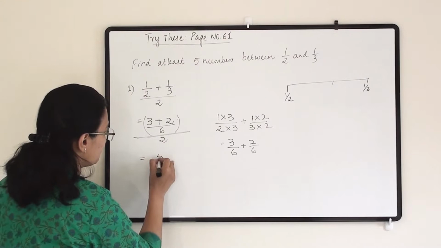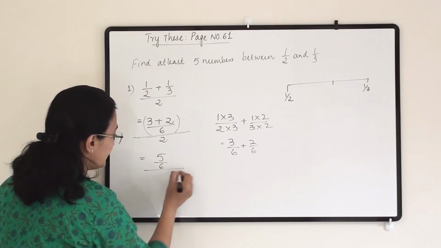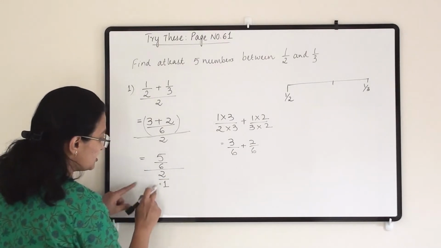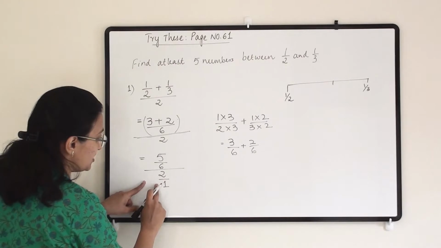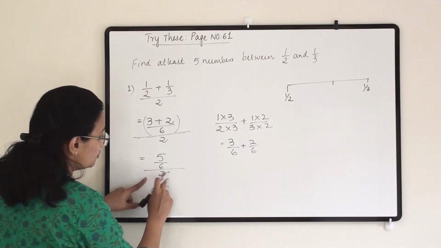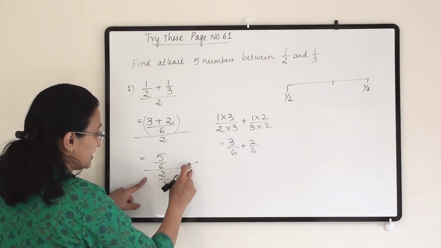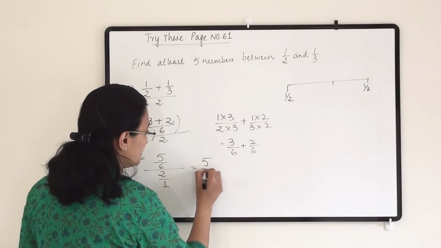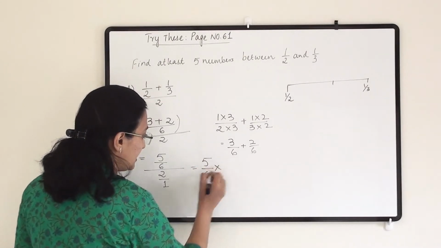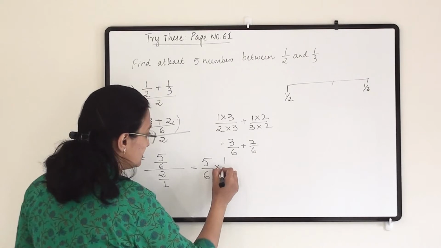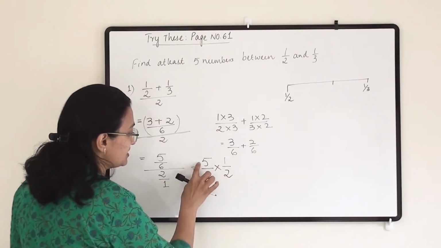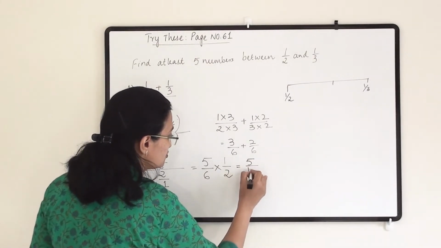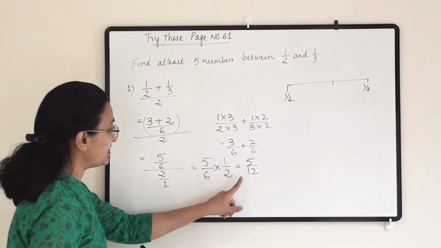So we will get here 5 divided by 6, and in division 2 will be there. Now in this division, 2 will have 1 in its denominator. This is in numerator, this is in denominator. So this term will go here in multiplication and we will take a reciprocal of that. So here we are going to get 5 divided by 6 in multiplication with 1 by 2. So here we are going to get 5 divided by 12.